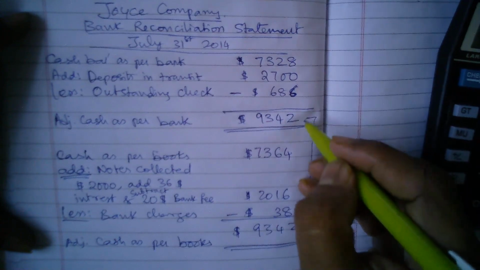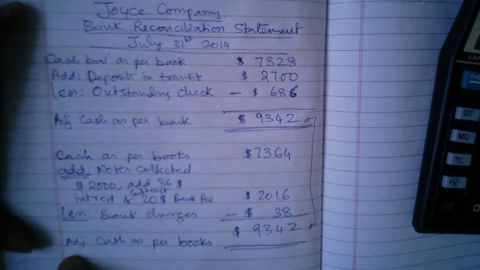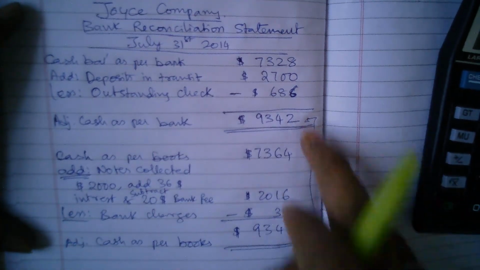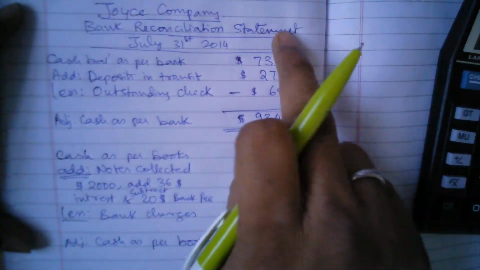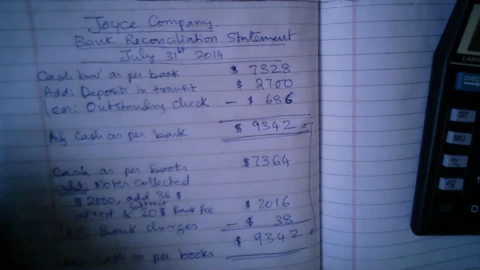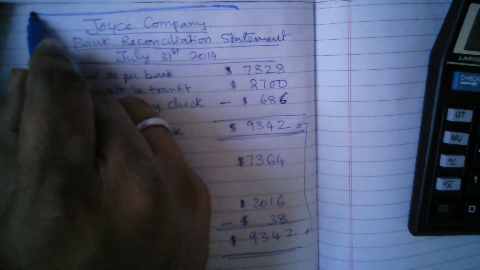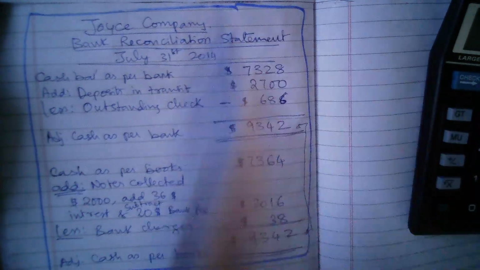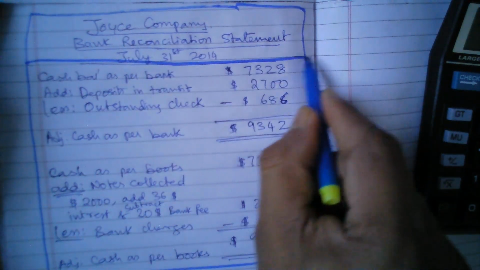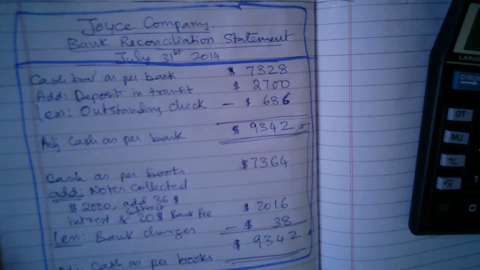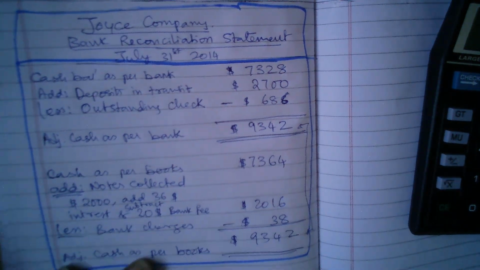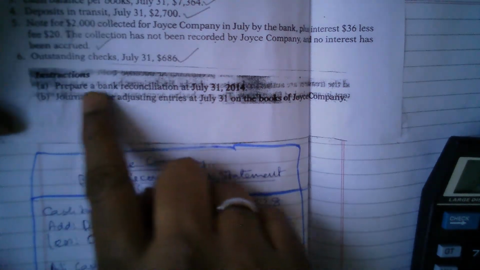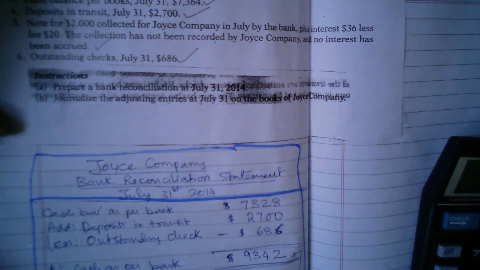Okay, so therefore my cash as per bank and cash as per books is reconciled. That is why it is called a bank reconciliation statement. So let me draw a box around this to make it into a statement. So this is the bank reconciliation statement. Now if I go back here, the first one, prepare bank reconciliation statement, so this part is completed.